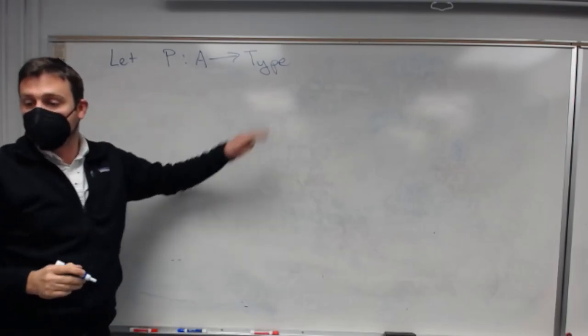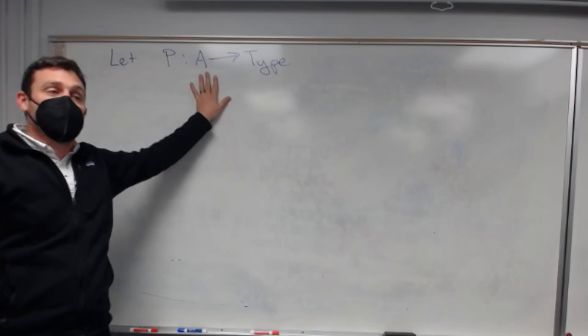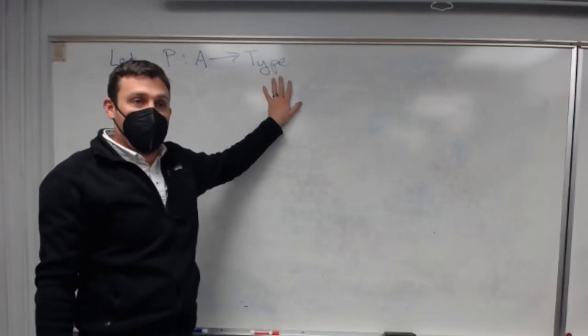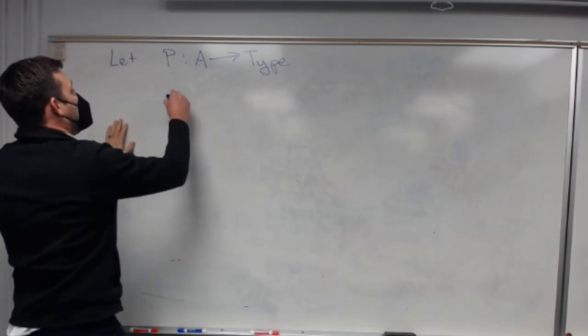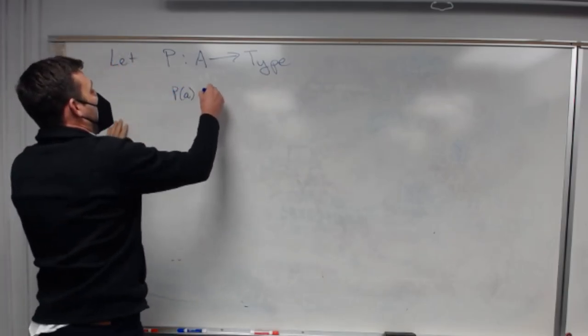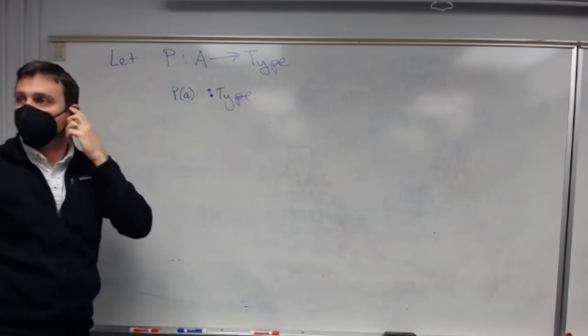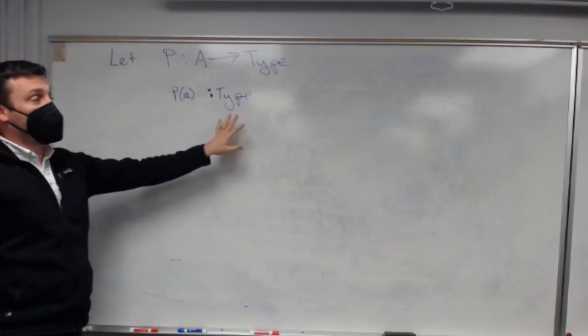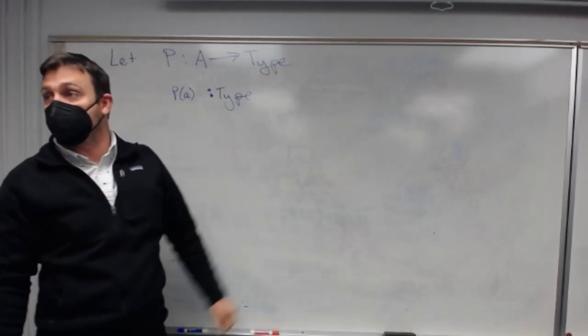I'm going to refine this in a minute, but for right now, I'm going to say, suppose I have a function from a data type A to the family called type. So every little p of A is a type. I will refine this in a second, so leave yourself some room for me to write a refined version of this, if you're ready.